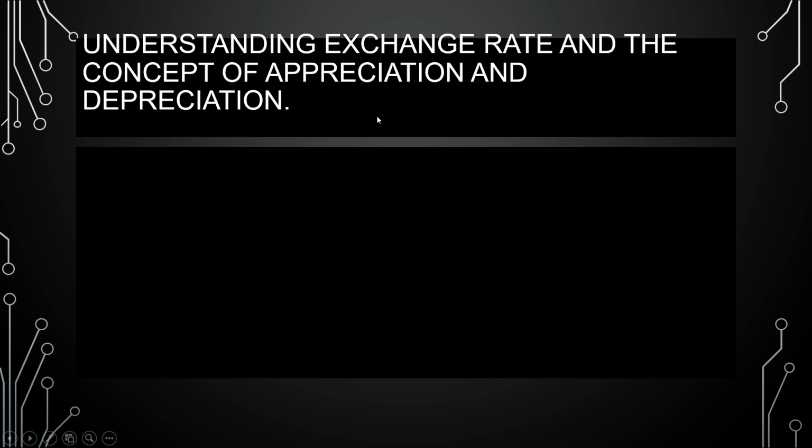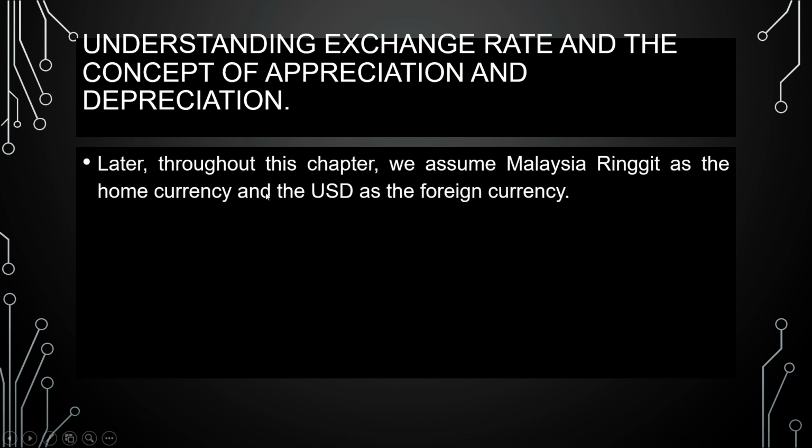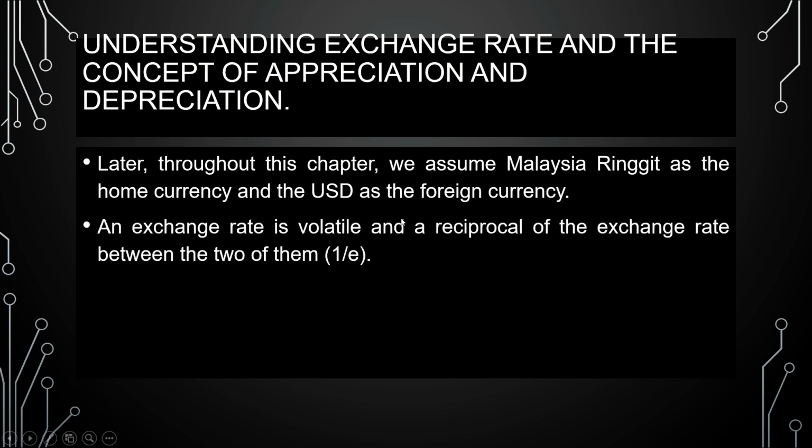Understanding exchange rate and the concept of appreciation and depreciation. Throughout this chapter, we will assume Malaysia Ringgit as the home currency, while the USD and other currencies are the foreign currency. An exchange rate is volatile, and the reciprocal of the exchange rate between the two of them is 1 per exchange rate. Don't worry, I'll explain later how to do the reciprocal calculation.